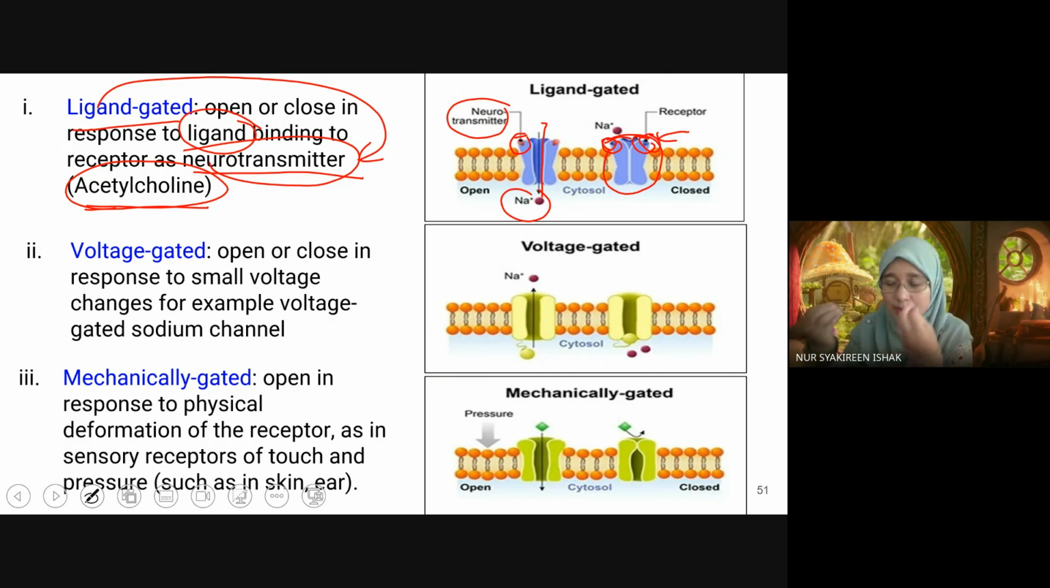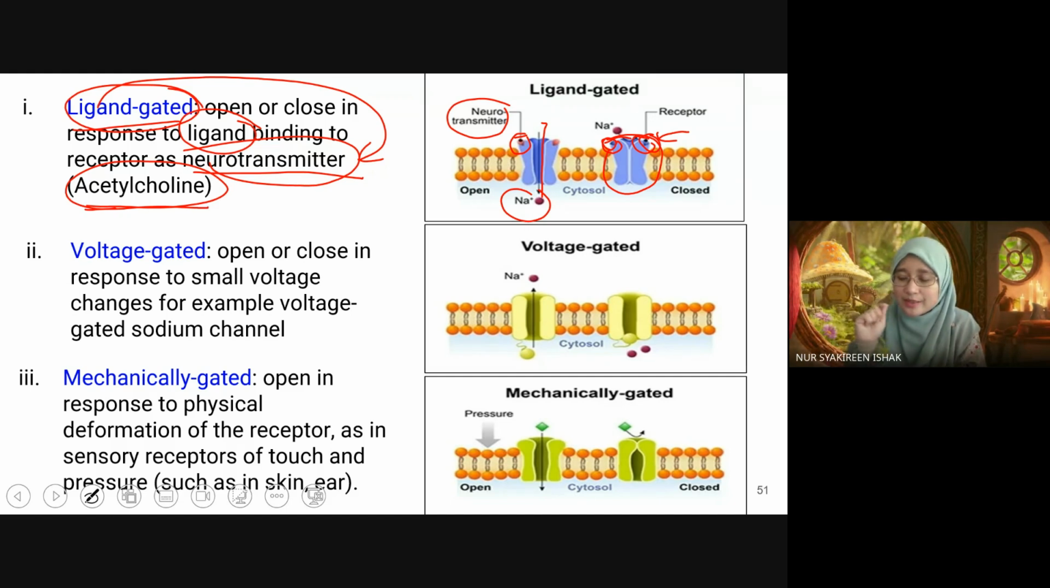One place where you can find ligand gated channels is at the dendrites of neurons. So you have, for example, one neuron and then another neuron. One neuron is transmitting an impulse to the next neuron. For the neuron to transmit an impulse is actually due to the movement of ions into the cell and out of the cell, causing the voltage of the membrane to change.